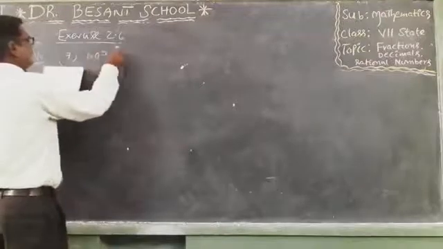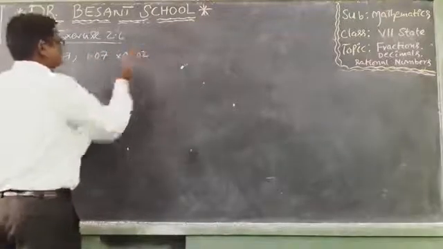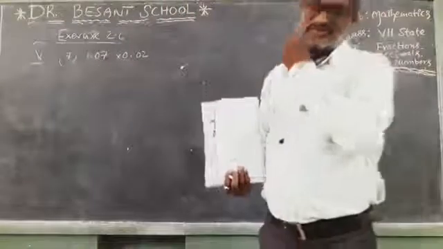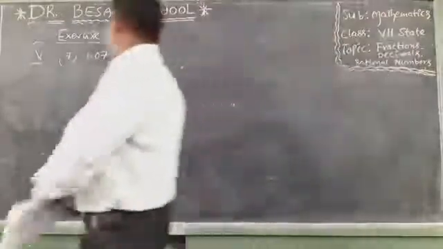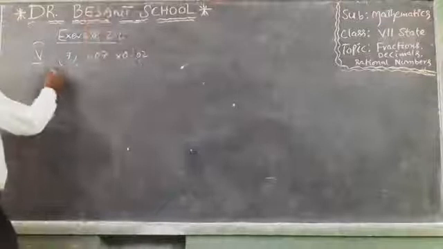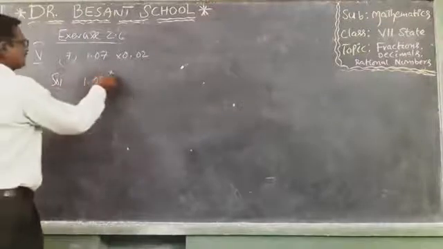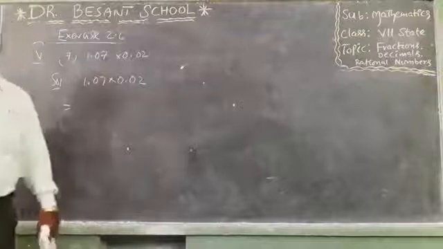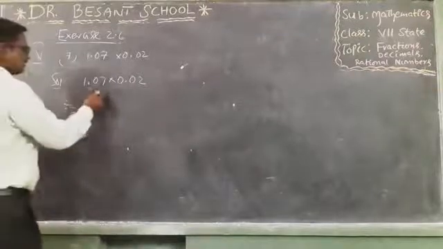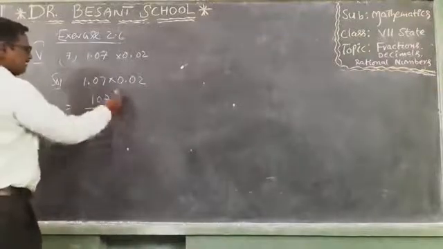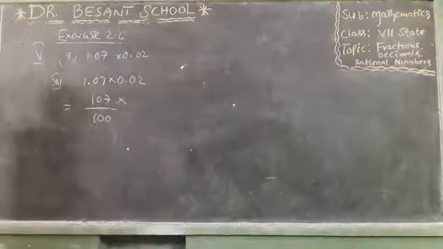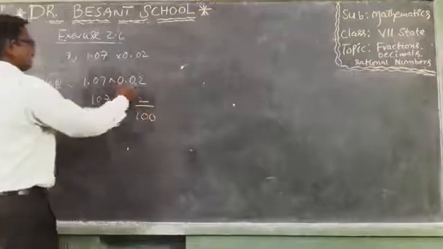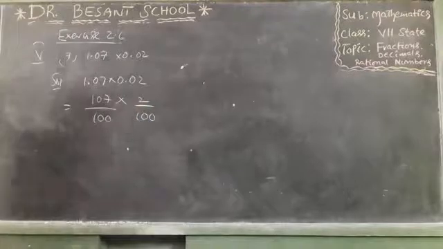1.07 into 0.02. Solve the following. Children, 1.07 can be written as 107 by 100. Why? Because after the point there are 2 digits, we need to divide with 100. And 0.02 is 2 by 100, because after the point there are 2 digits, we need to divide with 100.